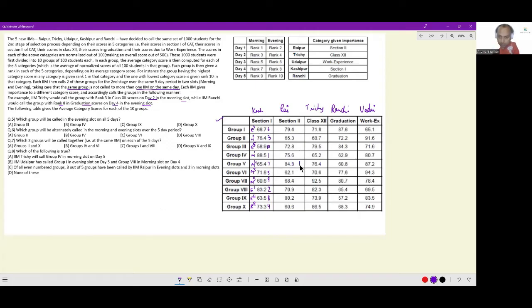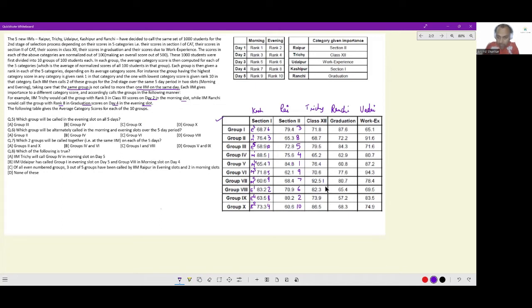So this will be rank 1 here. This is rank 2, the only 81. Then right under it, this will be rank 3. Then this will be rank 4. Then this will be rank 5. Then rank 6. Then rank 7. Then rank 8. Then rank 9. Then rank 10. Okay. For Trichy, I see 92.